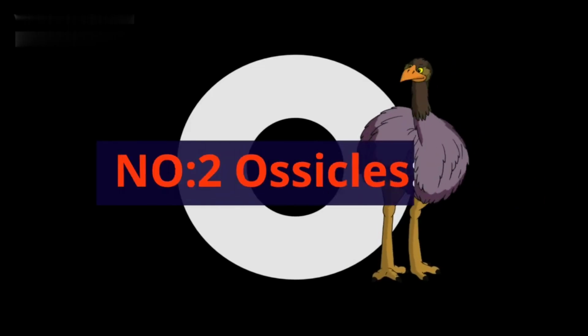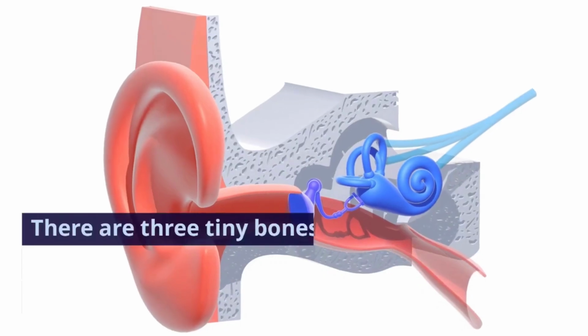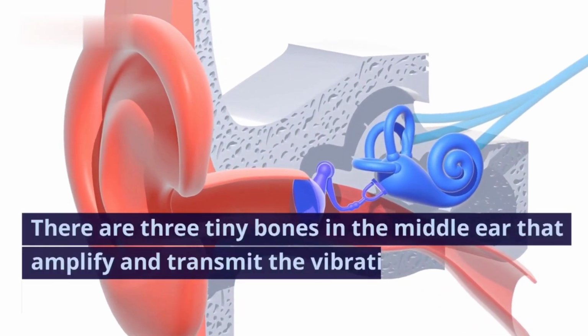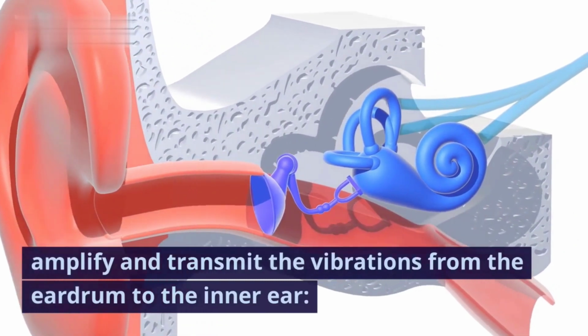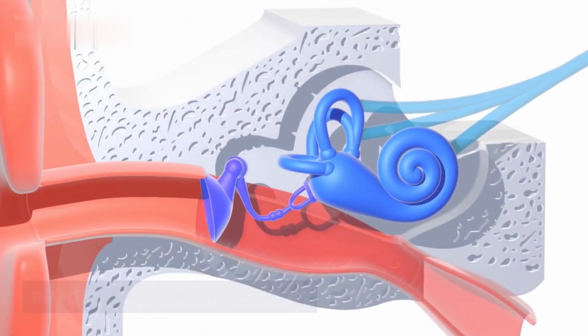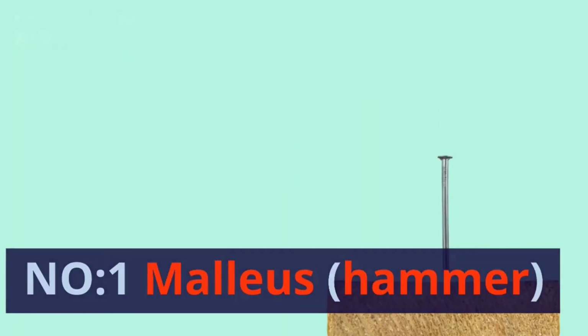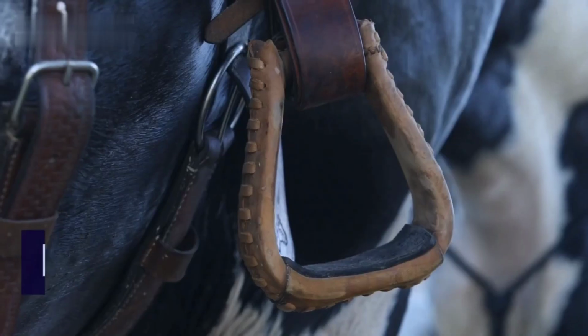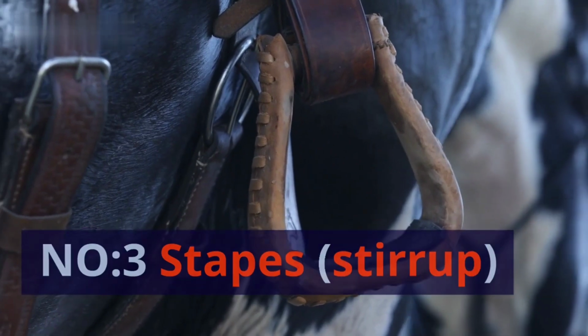Number 2. Ossicles. There are three tiny bones in the middle ear that amplify and transmit the vibrations from the eardrum to the inner ear. Number 1. Malleus, hammer. Number 2. Incus, anvil. Number 3. Stapes, stirrup.